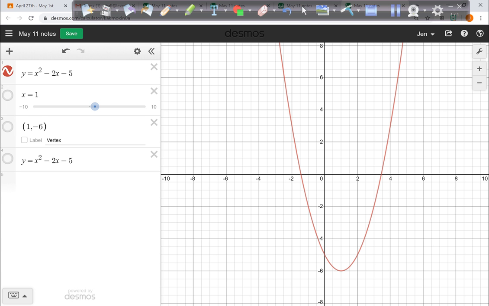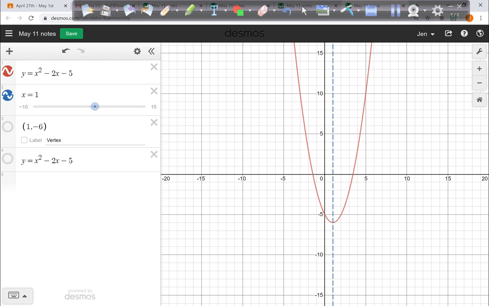This is a quadratic equation, and the graph is called a parabola. The axis of symmetry is that folding line, where your parabola is symmetric. That is a line, and it's vertical. If you remember, vertical lines are x equals, and so that's x equals 1. And then the vertex is the turning point. In this case, our turning point is (1, -6).